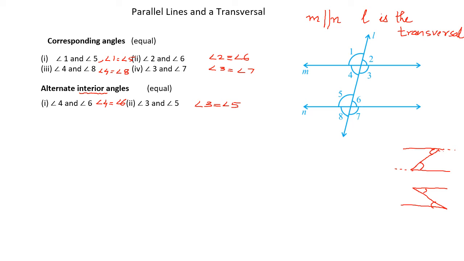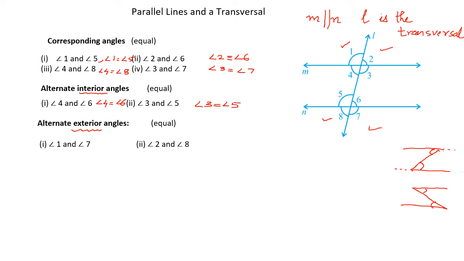Now what is the next angle that I'll be talking about? I'm talking about alternate exterior angles. What am I talking about? Alternate exterior angles. Now interior means inside. Exterior means outside. Now what are the angles outside? It is angle 1, angle 2, angle 8 and angle 7. These are the exterior angles.